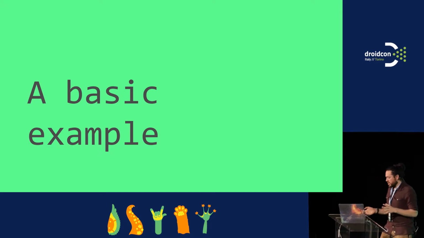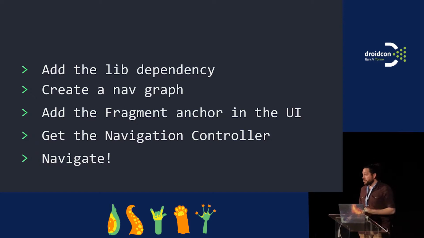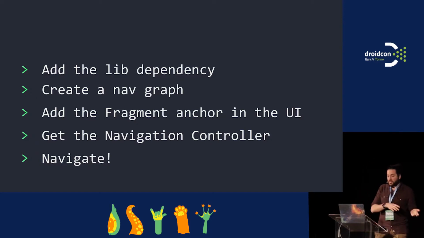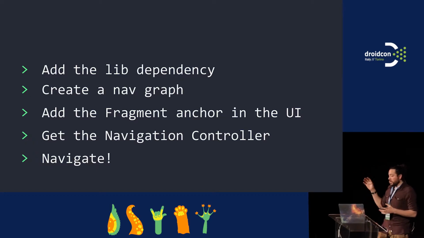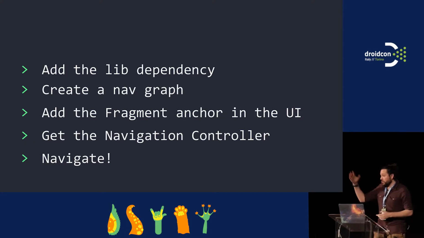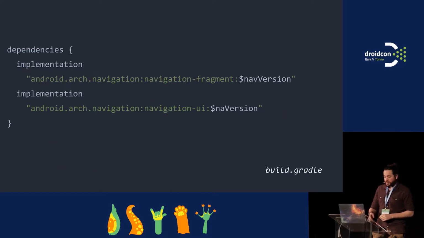So now let's take a basic example. There is a recipe to use Nav Component. First, you need to add the library, because that's a library. Then you will create a nav graph. When it's done, you will add an anchor into your UI. That's a fragment, basically, because by default, fragment is supported by Nav Component. But you will see we can do other things than fragments too. So you will add this fragment in your UI, and you will get the navigation controller. And then once you have the nav controller, you can navigate. And that's all. It's pretty simple.